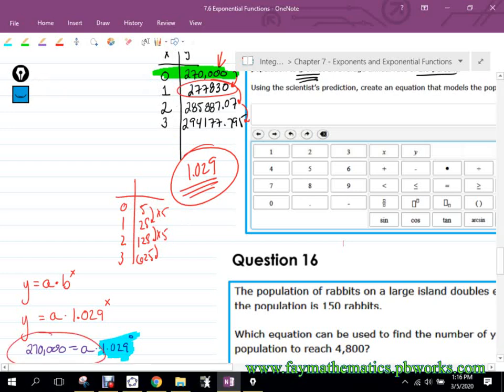So that's a, right? So then I write my formula, y equals that number times 1.029 raised to the x. And that, guys, is the thing that you type in to see if you've done the problem right. That's what they're grading you on, okay?